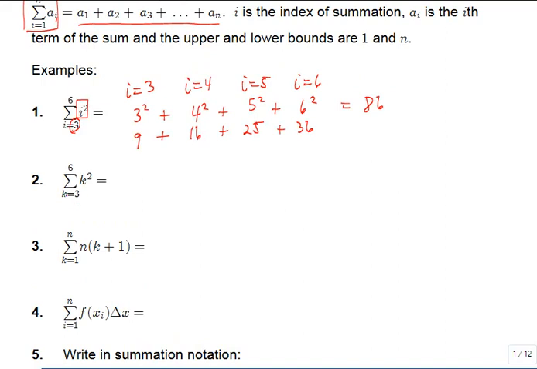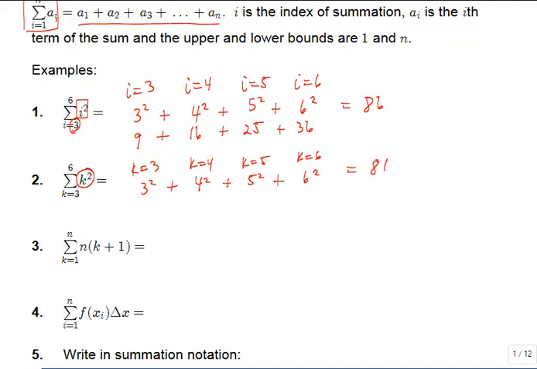The only difference is I've changed out the letter. Instead of using i, now I'm using k. So I've changed out that variable. We still want k to start at 3, and we're using this formula. So when I plug in 3, this is going to give me 3 squared still. When k is 4, we get 4 squared. When k is 5, we get 5 squared. When k is 6, we get 6 squared. And we're summing up all 4 of those.